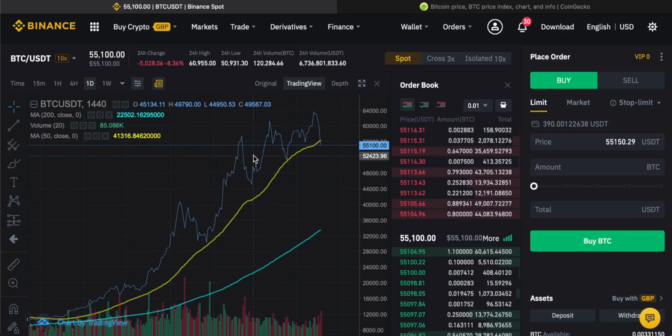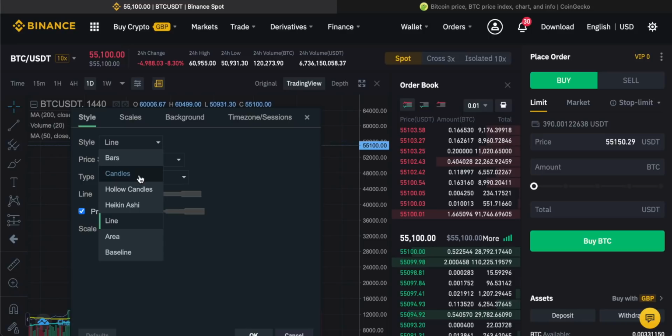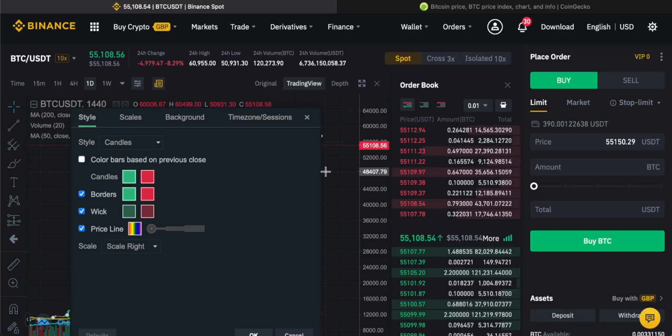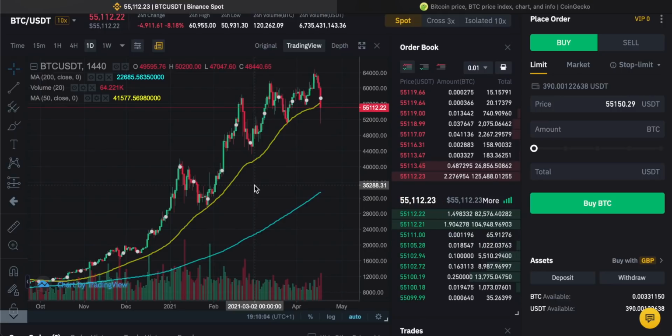As you can see, it doesn't really give us any information. So we're going to go through to format right here, and then we're going to change this to candlestick chart, and then we can go down, press OK. Now we have a lot more information right here.